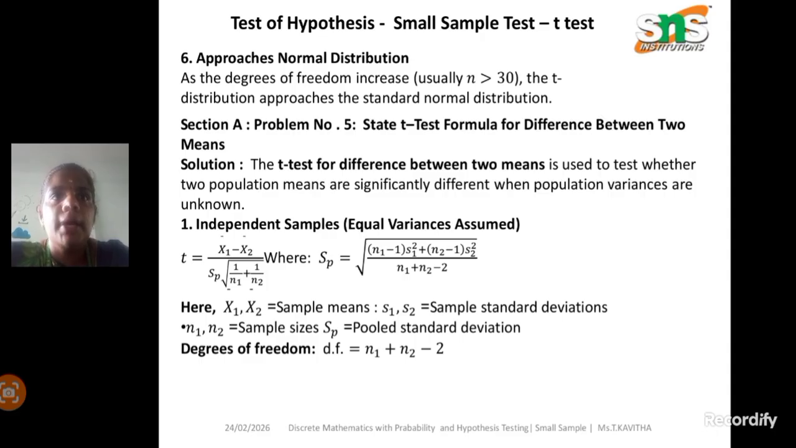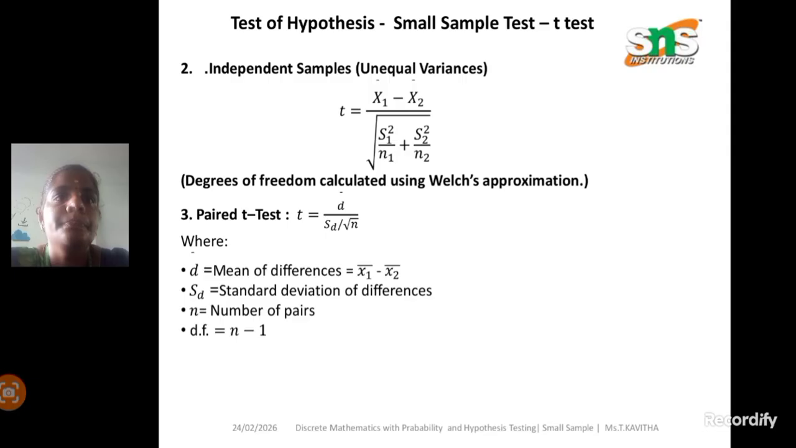Next, testing of hypothesis with two means. If we have two different means, then we have a separate formula. t is equal to x1 bar minus x2 bar divided by sp times square root of 1 by n1 plus 1 by n2, where sp is equal to the square root of n1 minus 1 s1 square plus n2 minus 1 s2 square divided by n1 plus n2 minus 2. Here sp is the pooled standard deviation, and n1 plus n2 minus 2 is the degrees of freedom for this kind of problem.